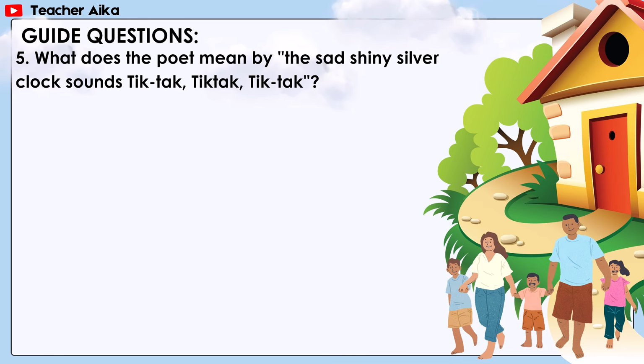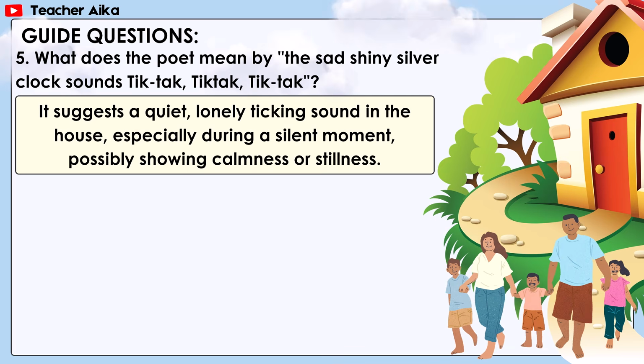5. What does the poet mean by the sad shiny silver clock sounds tick-tock, tick-tock, tick-tock? Answer. It suggests a quiet, lonely ticking sound in the house, especially during a silent moment, possibly showing calmness or stillness.